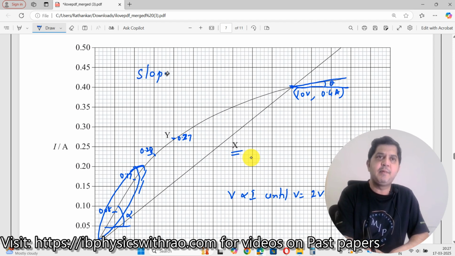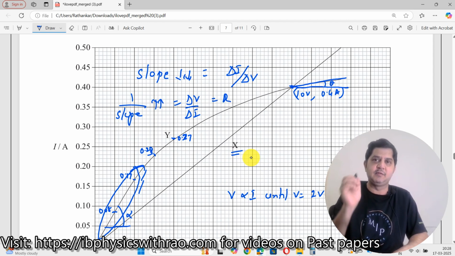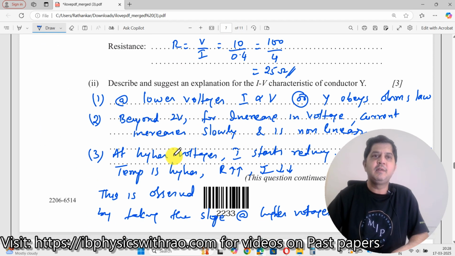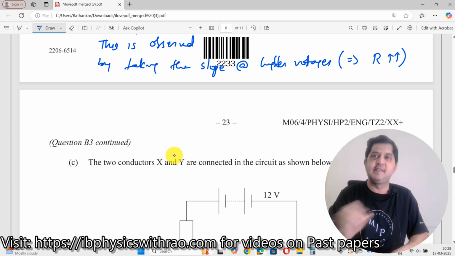When the slope reduces, what is slope here? Delta I divided by delta V. Okay, when slope reduces, then 1 by slope increases. What is 1 by slope? Which should be delta V divided by delta I. I take the reciprocal of this one, right? Which is nothing but resistance. Okay, that's what is being evident from the graph also. Now we have written all this by taking the slope at higher voltages, which implies larger value of the resistance.